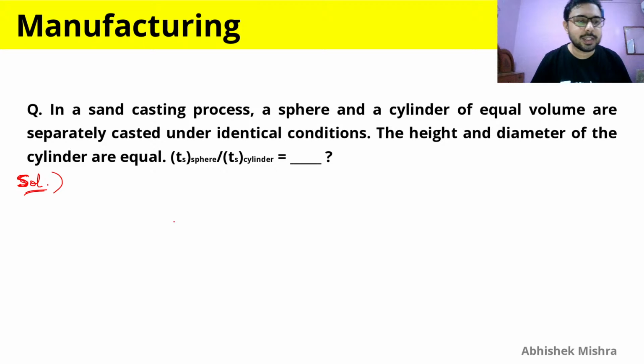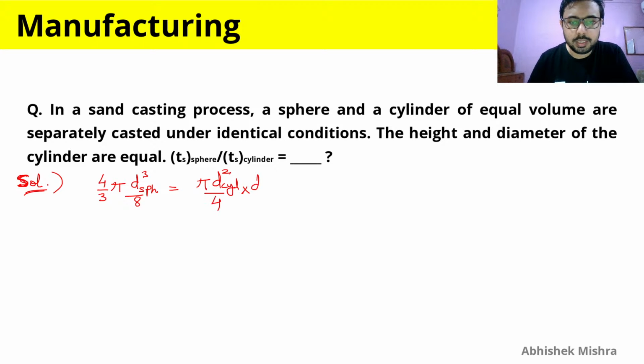So the right way is, first of all, a sphere and cylinder are given, cast under identical conditions, and their volumes are equal. So just put the volumes equal. Volume of sphere will be 4/3 pi d sphere cube by 8, and we put it equal to pi d cylinder square by 4 into d cylinder, because the height and diameter of the cylinder are equal.